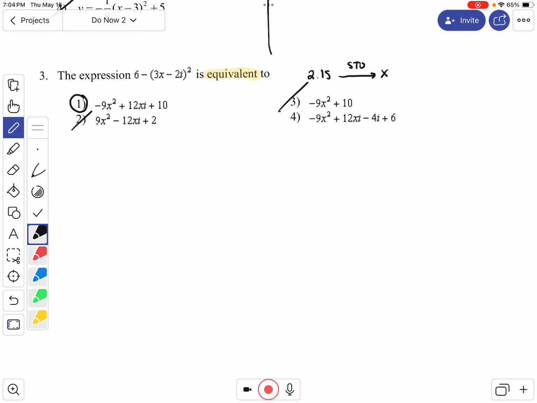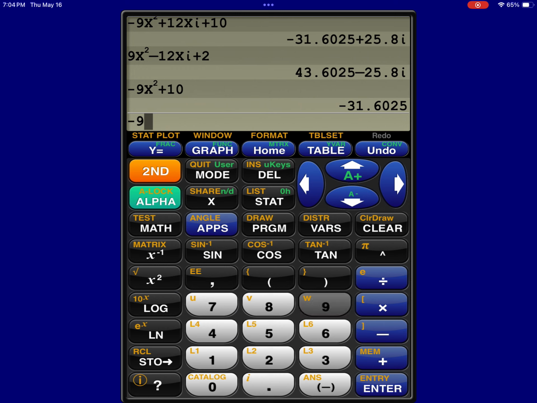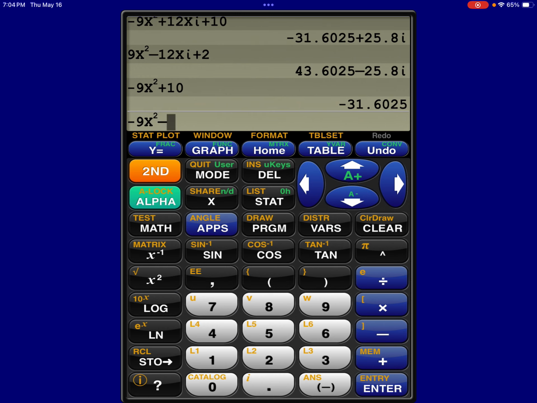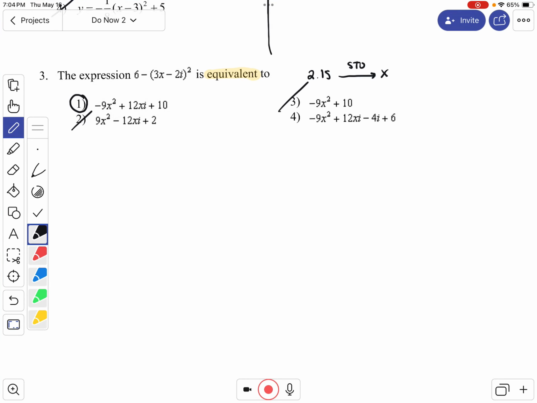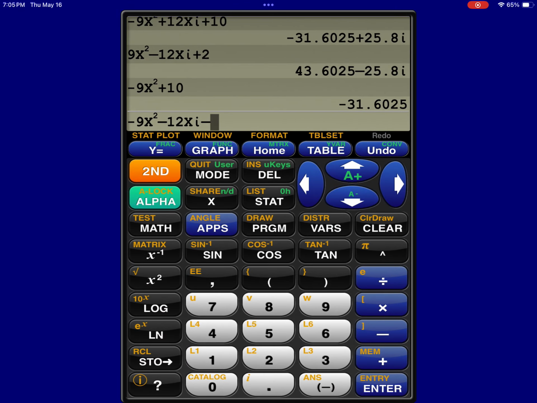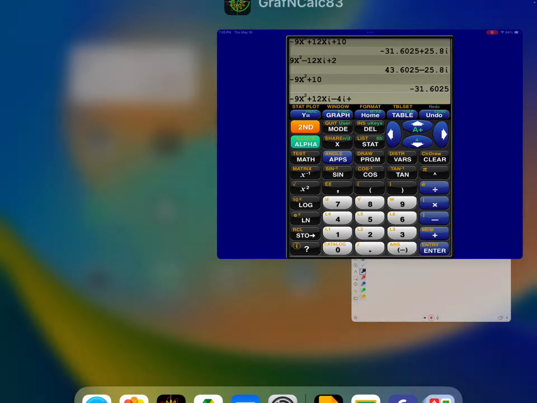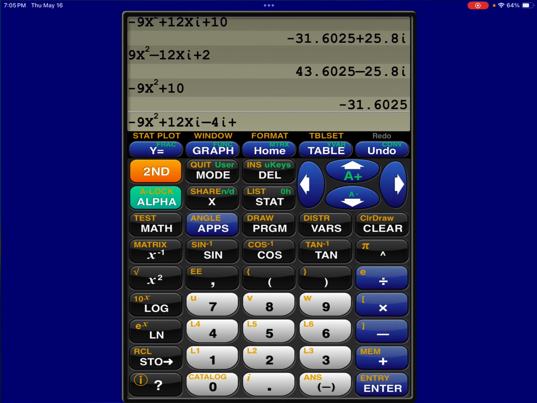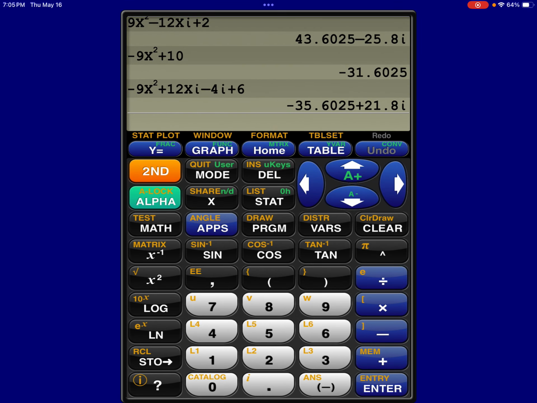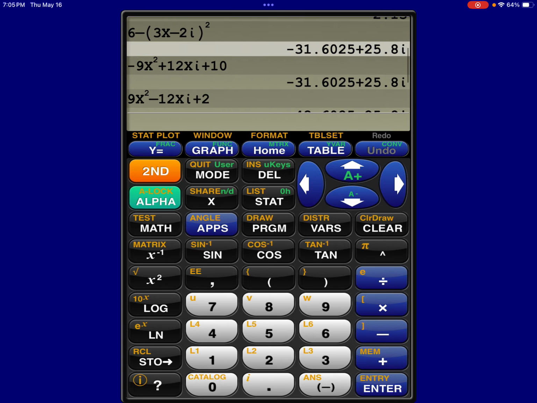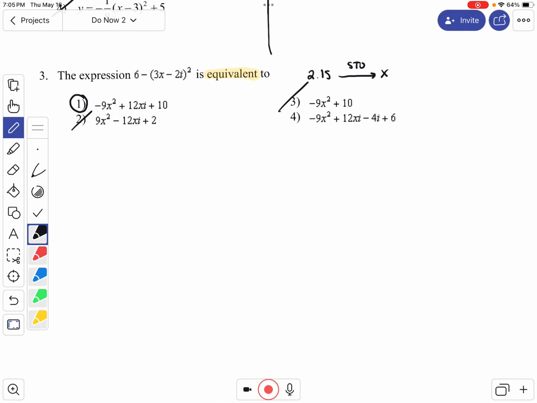And then the last option was negative 9x squared minus 12xi minus 4i plus 6, and I did make a mistake here. That's actually supposed to be a positive. And again, I'll just double check. Minus, okay, plus 6. Okay, and that also is not equivalent. So you'll see that these two are equivalent. So I know for a fact that choice 1 is the answer.